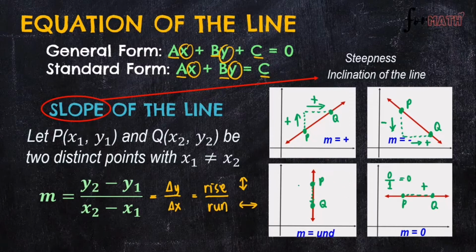It's because kapag ang x mo is 0, and let's say 1 unit lang yung pagitan ng P to Q, that's 1 over 0. Diba pag sabi natin, any non-zero number over 0 is undefined. So therefore, kapag vertical line, the slope is undefined. But if it is a horizontal line, we have slope of 0. Okay, so let's have an example.